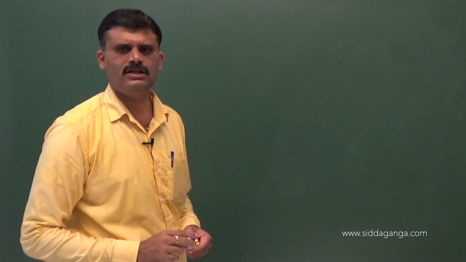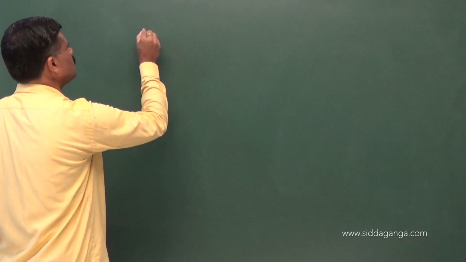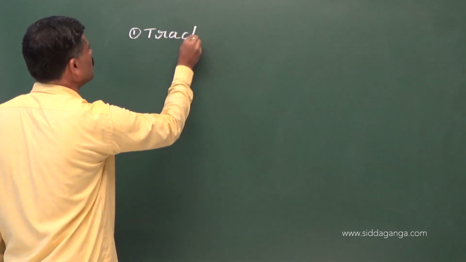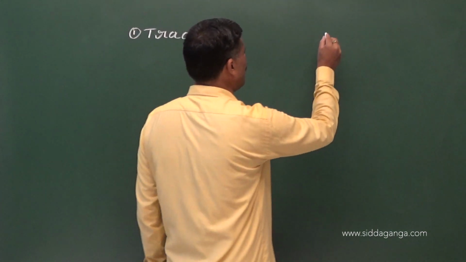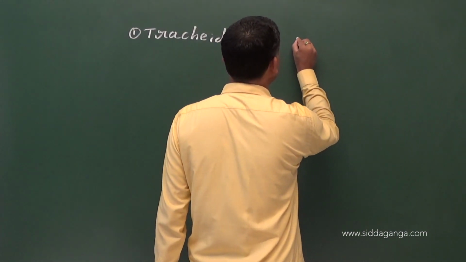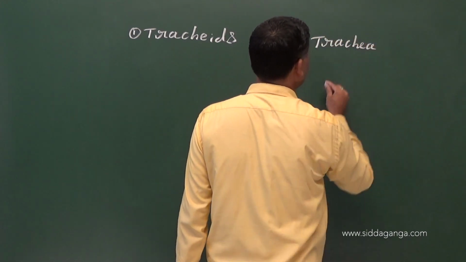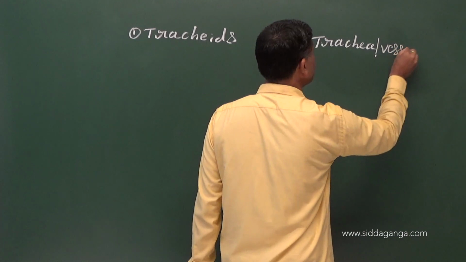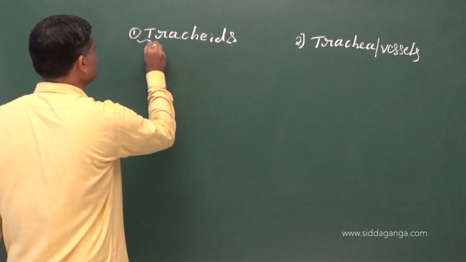So now we will discuss the components of xylem. First one, study about tracheids and parallelly about trachea. Trachea is also called vessels. Trachea or vessels.